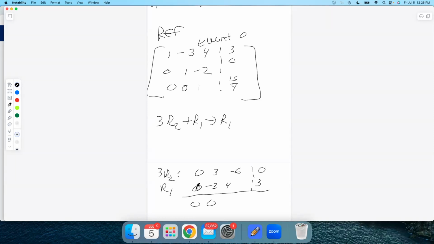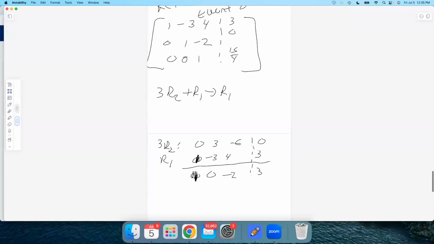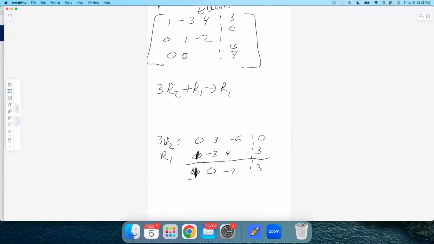Wait, sorry. Old row 1 had a 1. I left off that 1 there. Here's row 1: 1, -3, 4. So I get 1, 0, -2, 3. Okay, so here is our new row 1 now.